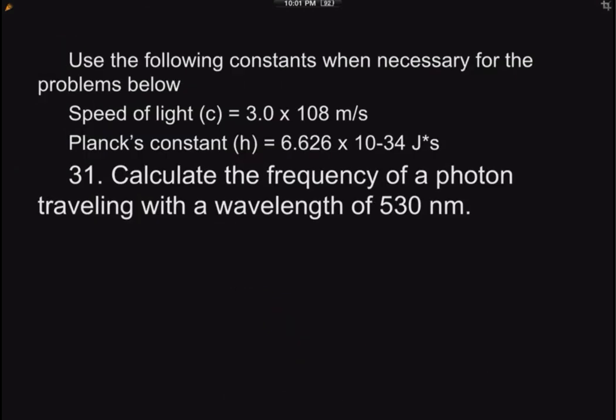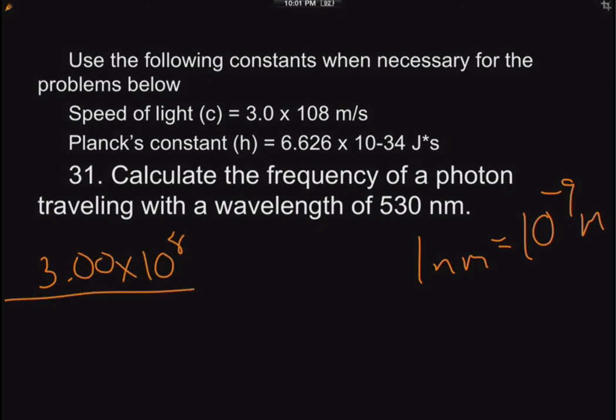Okay, some wavelength, frequency, energy questions. Calculate the frequency of a photon traveling with a wavelength of 530 nanometers. The trick when it's given to you in nanometers is to remember that 1 nanometer equals 10 to the negative 9th meters. For any time you're calculating frequency with wavelength or wavelength with frequency, you use the speed of light, which is 3.00 times 10 to the 8th, and you divide it by either the wavelength or the frequency. You want the wavelength to be in meters when you're doing the math.